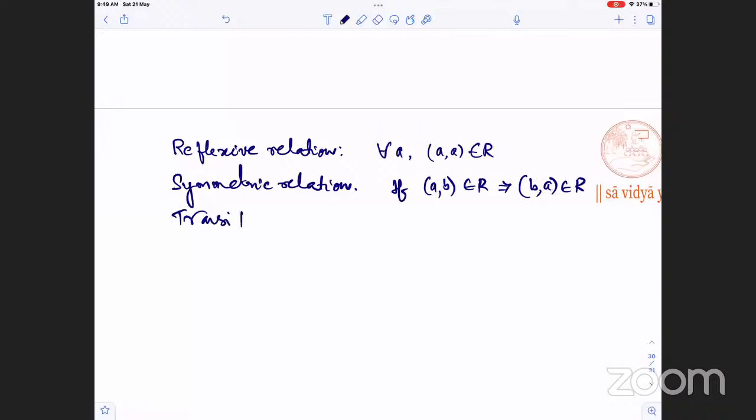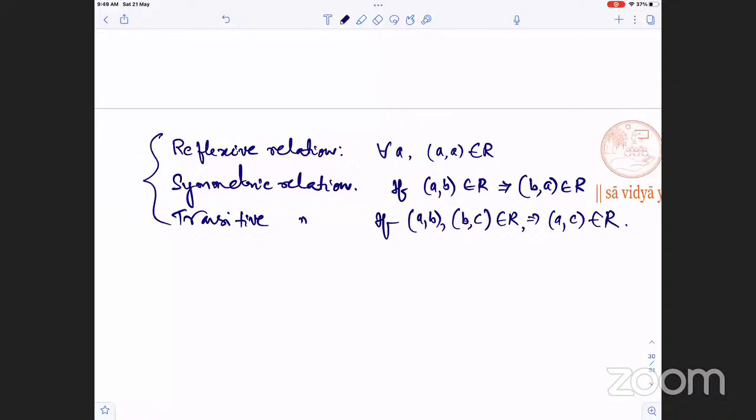Transitive relation means if (a, b) and (b, c) belong to R, this implies (a, c) also belongs to R. If all the three happen, then we call it an equivalence relation. So an equivalence relation means it has to be reflexive, symmetric, and transitive.